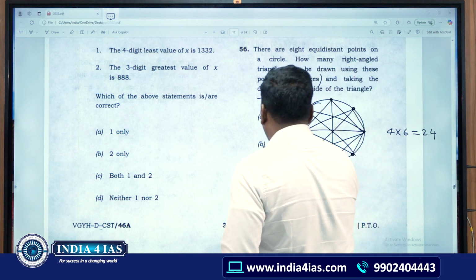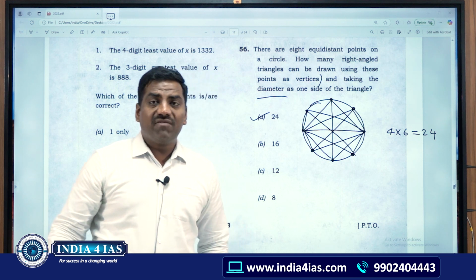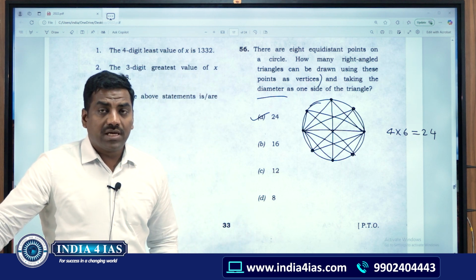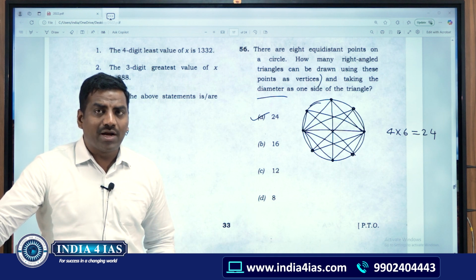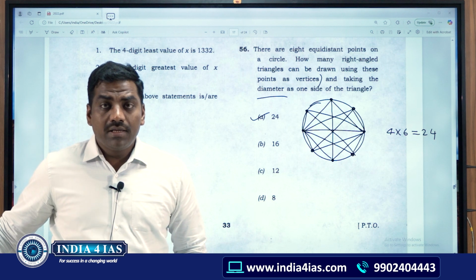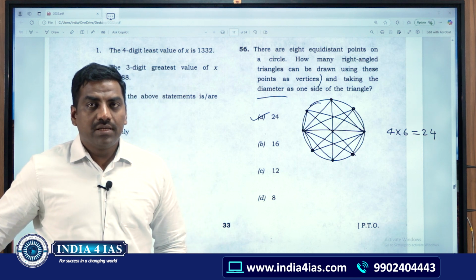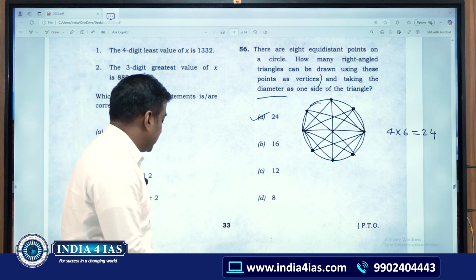This is a straightforward problem, but you should know the dynamics of this. Whenever we construct a right angle triangle in a circle, the diameter will be the hypotenuse of that triangle. That is the longest side of the triangle, and also the longest chord that we can have in the circle. Any chord you take, the diameter is the longest. That is the crux of this problem.